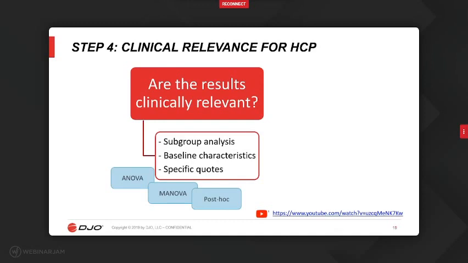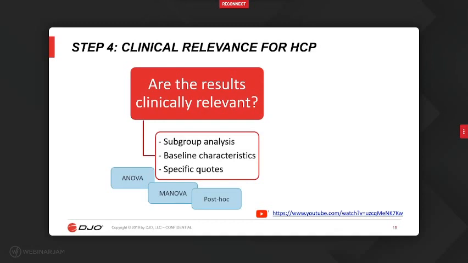And we can do this by discussing appropriate subgroup analysis, discussing also the baseline characteristics of the study population, because when looking closer to the subgroups and the baseline characteristics, we can discuss whether there are similarities with his patient population. It's also interesting to leverage specific quotes from the authors, from the results or discussion sections of the clinical study.